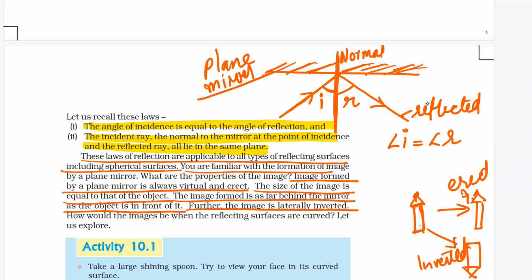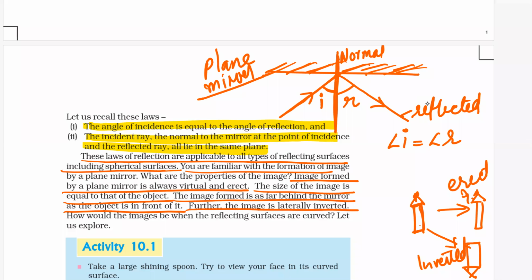Then the size of the image is equal to the size of the object. In case of a plane mirror, whatever may be the size of the object, the reflection seen in the mirror will also be equal to it. And the image is laterally inverted. That means if we raise our right hand, we will see the left hand raised in the mirror. This is called lateral inversion.